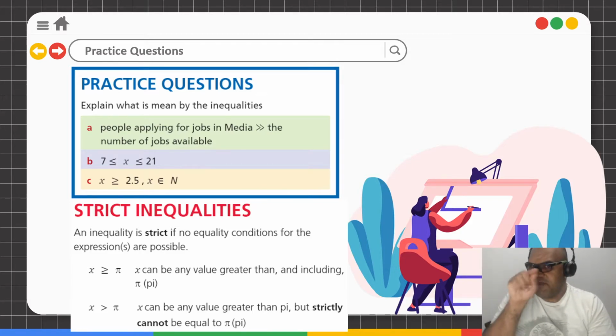Okay, we don't have the dash above or below the inequality. That means it's not part of the group. Great, this is a strict inequality.